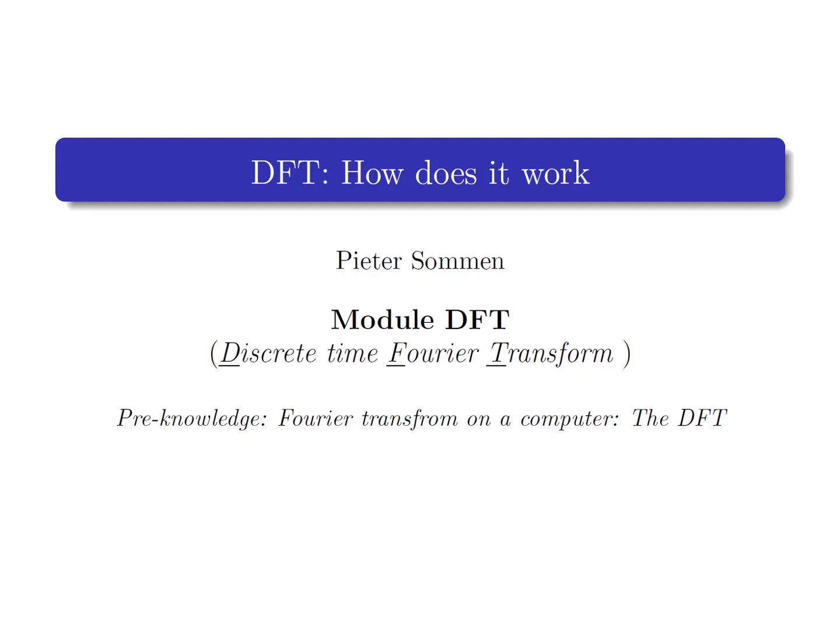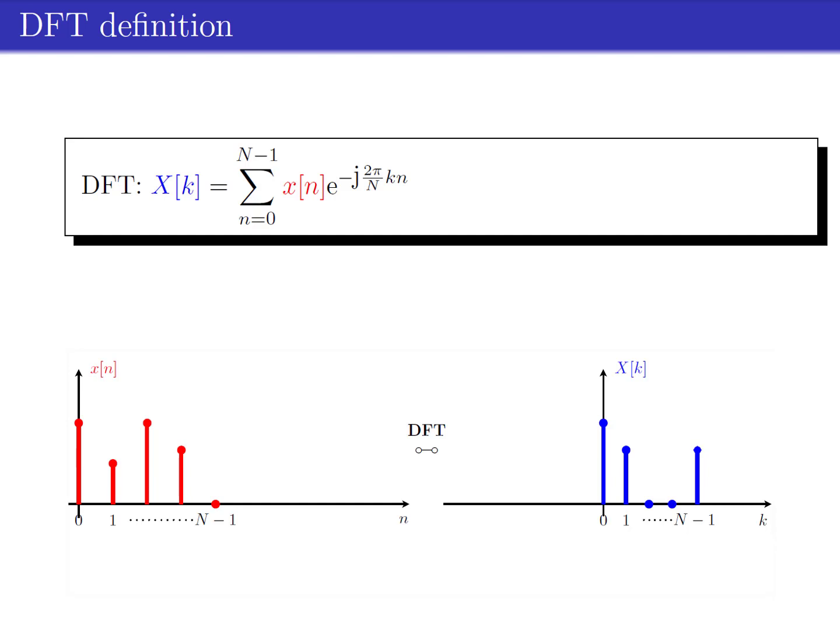Welcome to this video in which we will explain globally how the DFT works. We can obtain the frequency content of a signal by using a Fourier transform. In the previous video we've seen that the DFT is an algorithm with which we can calculate a sampled version of the Fourier transform on a computer, and the definition of the DFT is given in the equation.